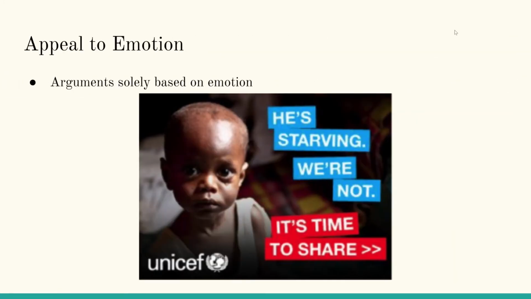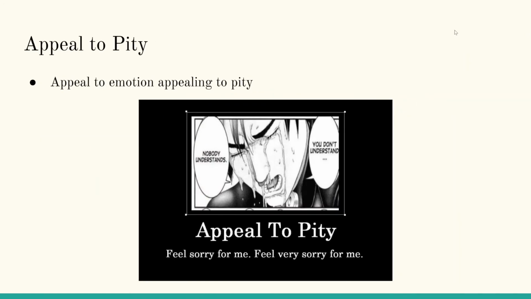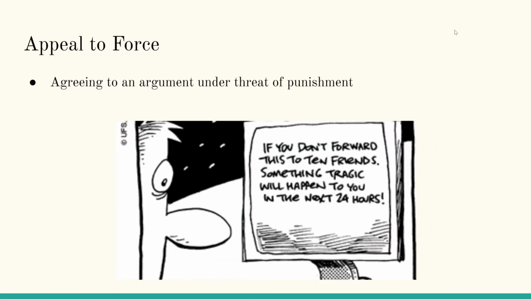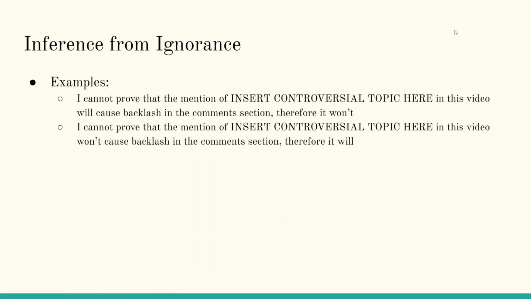Propositions which solely rely on emotion for support suffer from the appeal to emotion fallacy. One emotion that can be appealed to is an appeal to an emotion of pity. Additionally, someone can concede in an argument because they are threatened with violence. Inferences from ignorance occur whenever someone claims a statement is true because it has not been proven false, or vice versa.